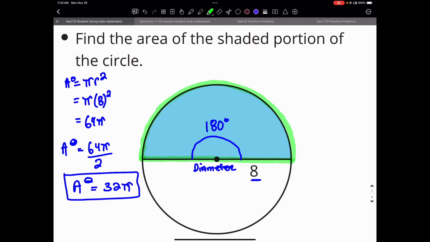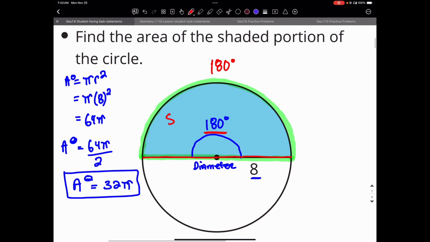With a central angle of 180, because that's a central angle, it goes through the center, right? It just happens to be a straight line. With a central angle of 180, then you would have an arc length of 180, right? Now, how do we refer to this shaded region? Well, this shaded region is what we call a sector, right? So the sector of that shaded region is 1/2.